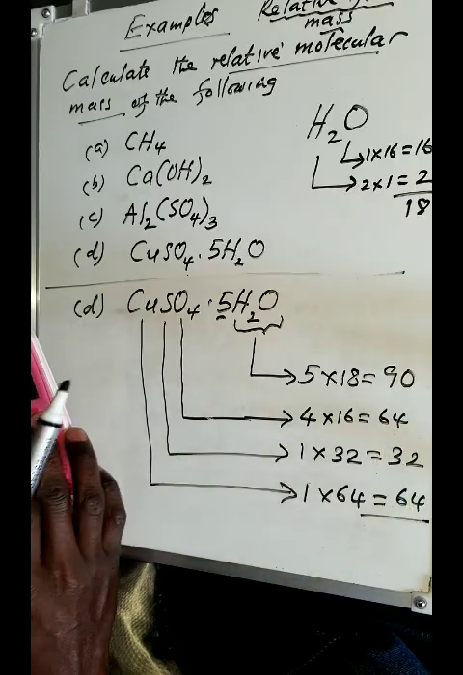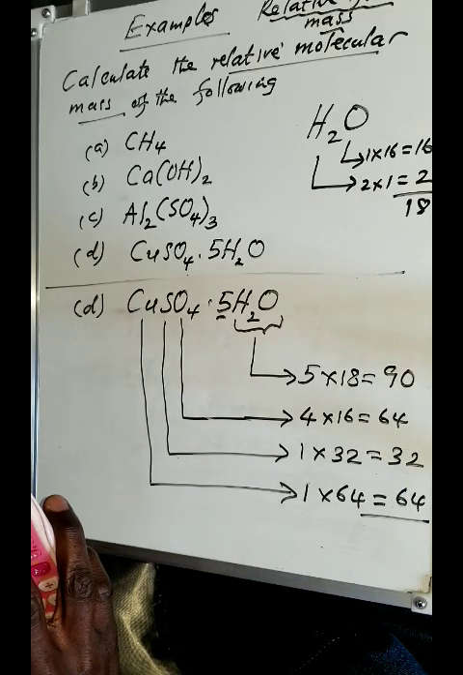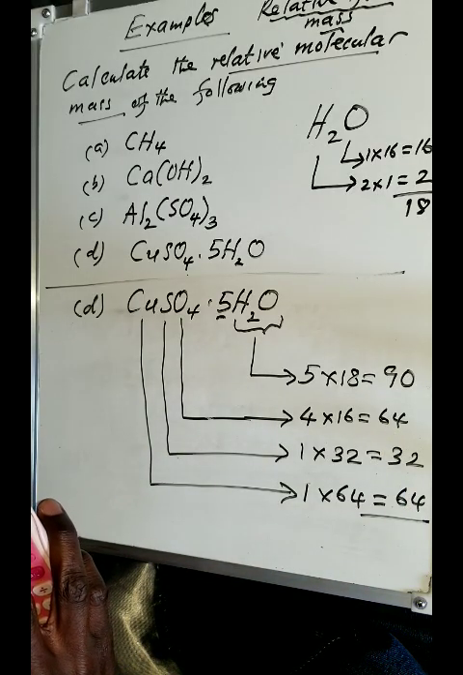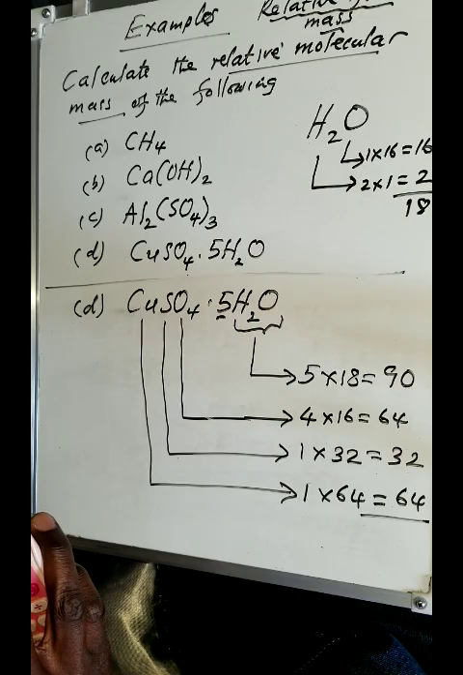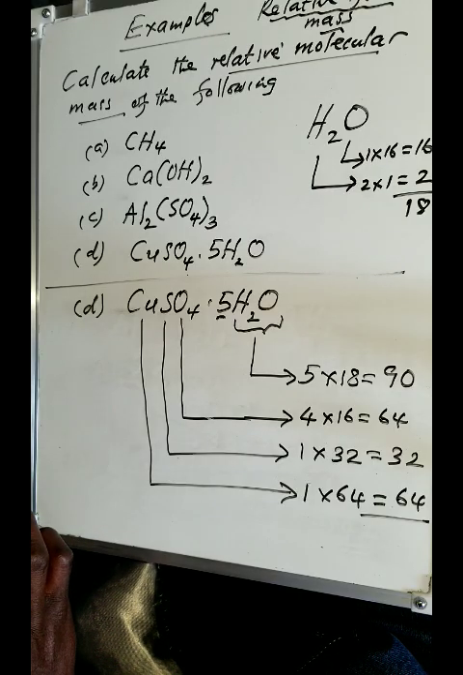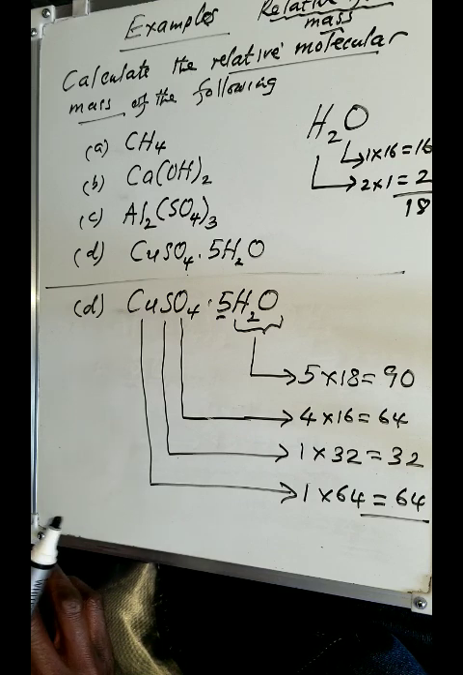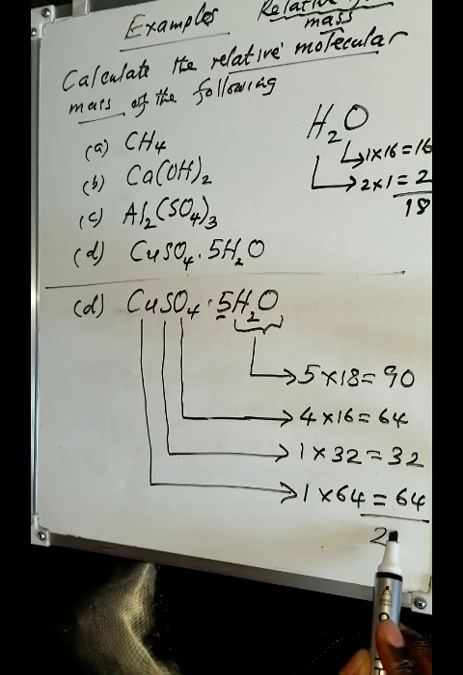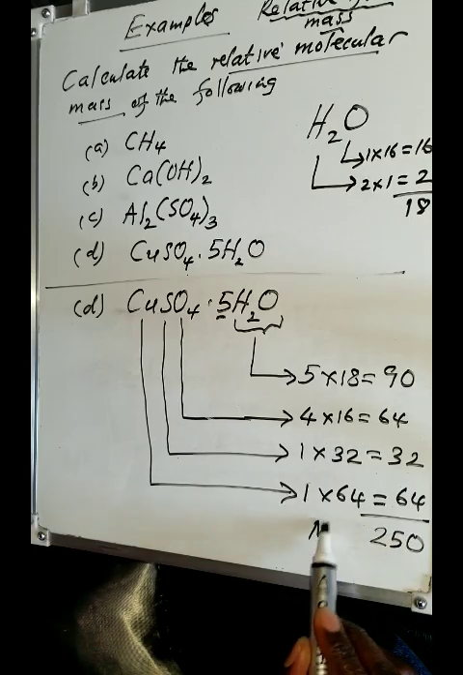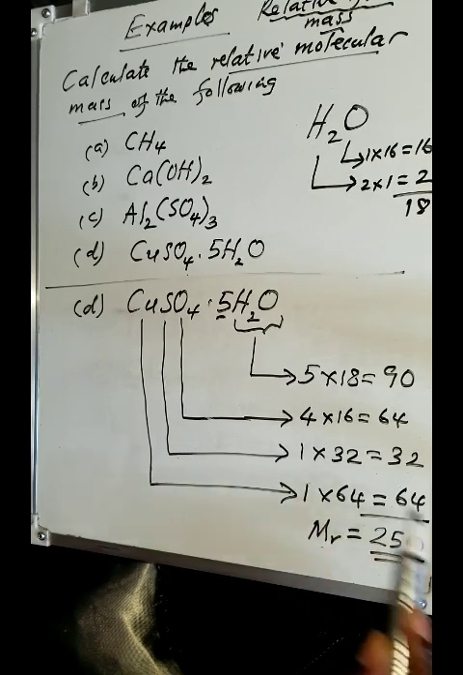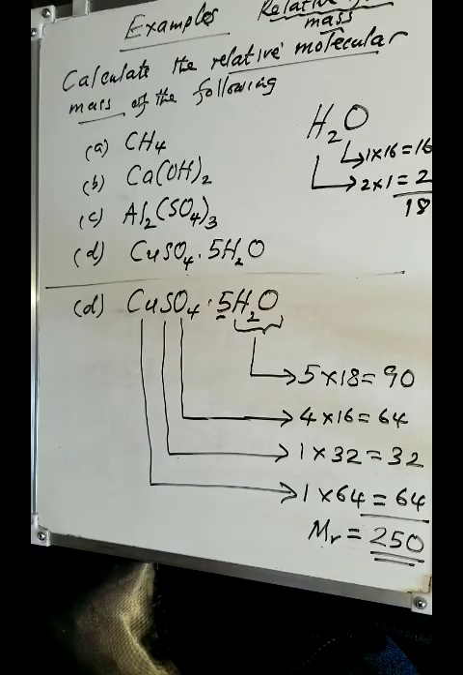So now when you add all that, what is it going to give us? Well, when we add all that, you are going to have 90 plus 64 plus 32 plus 64. So this is going to give you 250. So that is the Mr that you're having. Remember, it has got no unit.